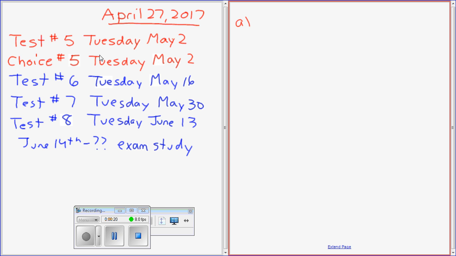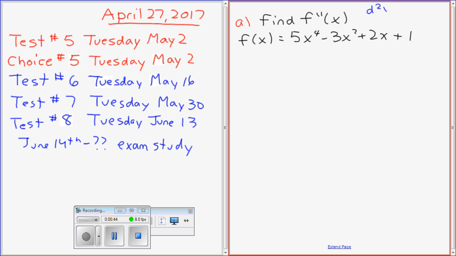Now, when I talked to Mr. Netta, Mr. Netta's a great guy for helping me out like that. This says find f double prime of x for f of x equals 5x^4 minus 3x squared plus 2x plus 1. One other way that the textbook sometimes writes this is d squared y over dx squared. Those mean the same thing. I can't guarantee that I won't write it like that, but this just means second derivative.